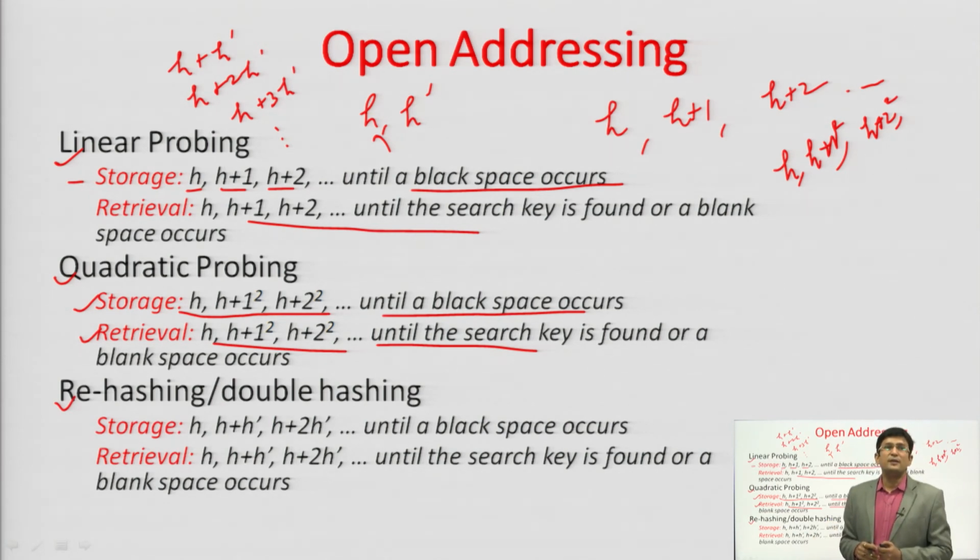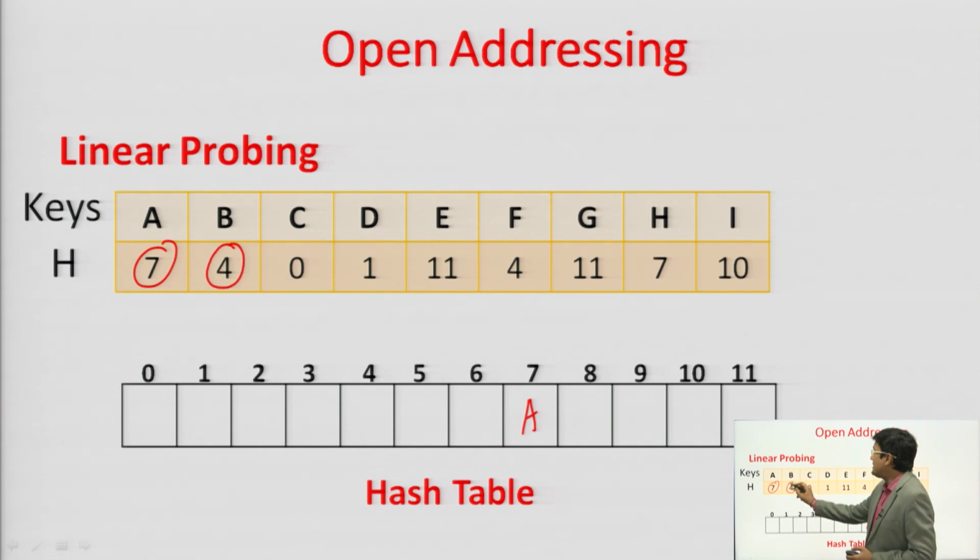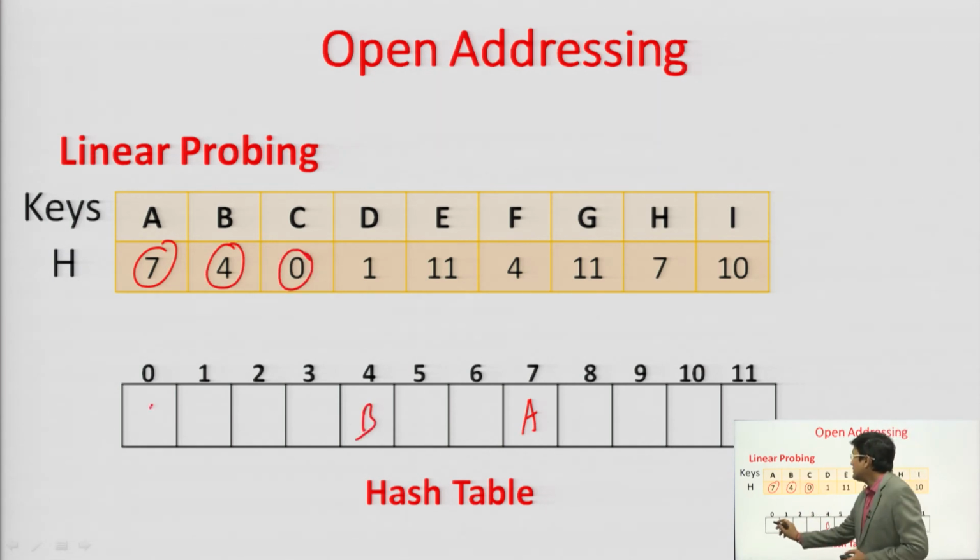So these are the three methods in open addressing: linear probing, quadratic probing, and rehashing or double hashing. Now let's take a question by which you will be able to understand how linear probing goes. So A has a hash address 7, store A at 7. B has a hash location 4, store B here. C has location 0, store C here.